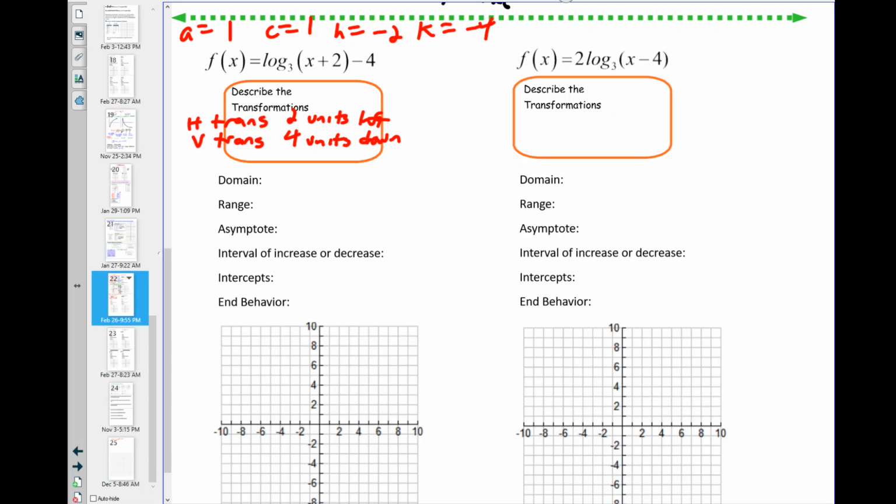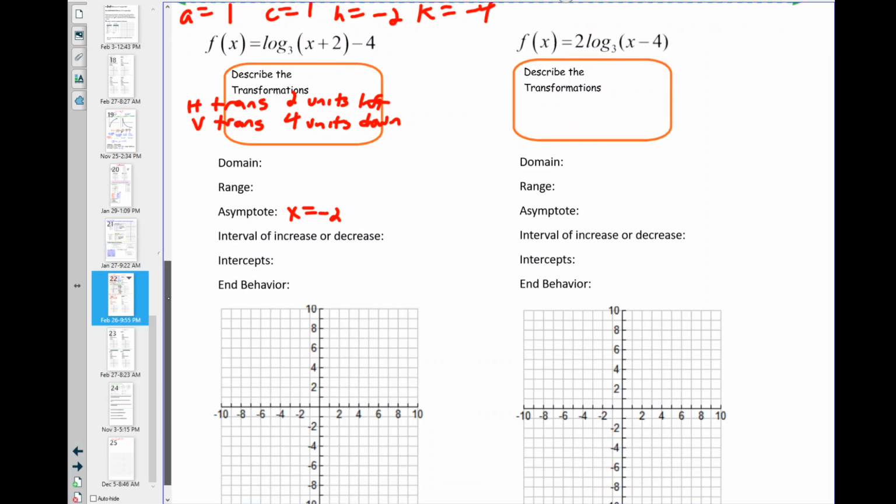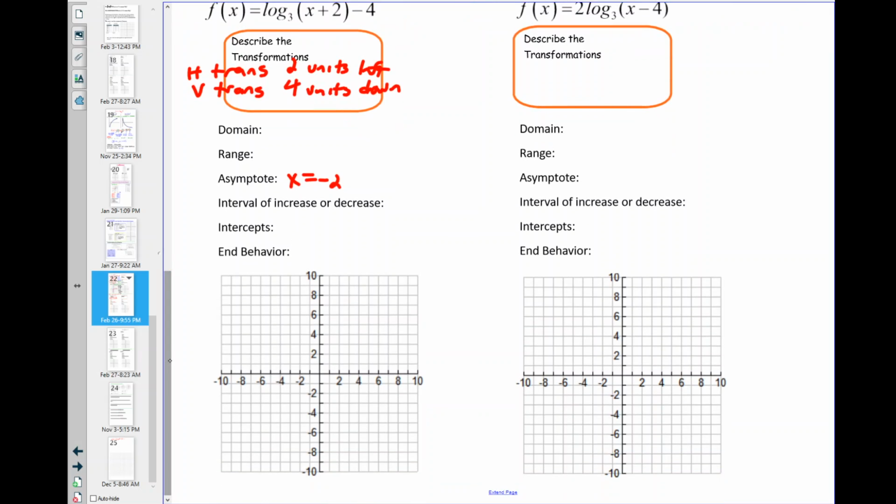Where are we going to have an asymptote? ¿Dónde está el asymptoto? At x is equal to -2, which is a vertical line right through -2.